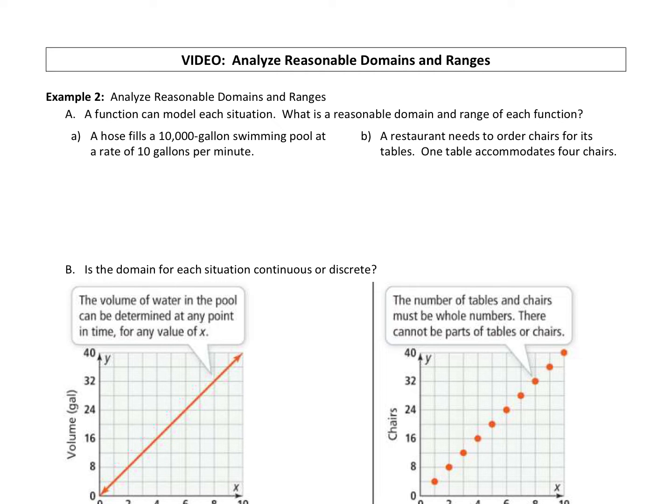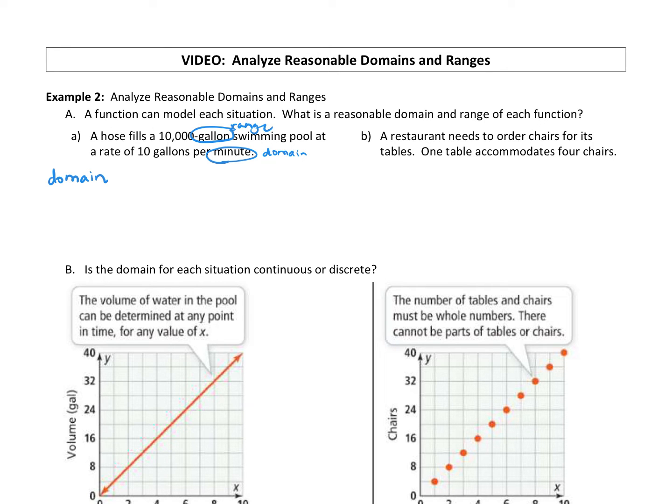So a reasonable domain, in this case, the domain is going to be what's happening. As time passes, we are filling a swimming pool. So the number of minutes that have passed determines how full the swimming pool is. So our input is time. That's going to be our domain. And the output is how full the swimming pool got. So the gallons that we have filled, maybe I'll write this. So the minutes, that's the domain. Our output is the range, which is the gallons.